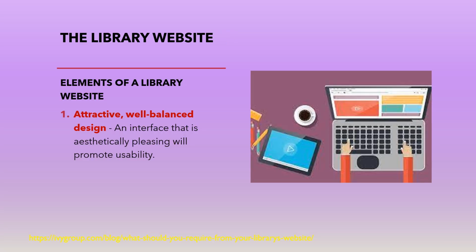So here are some elements of a library website according to ivygroup.com. So first is attractive, well-balanced design. An interface that is aesthetically pleasing will promote usability. Clutter, in terms of either text or graphic elements, may be harsh on the eyes and even make it difficult for users to find what they want. So it is really needed, a balance in a library website.